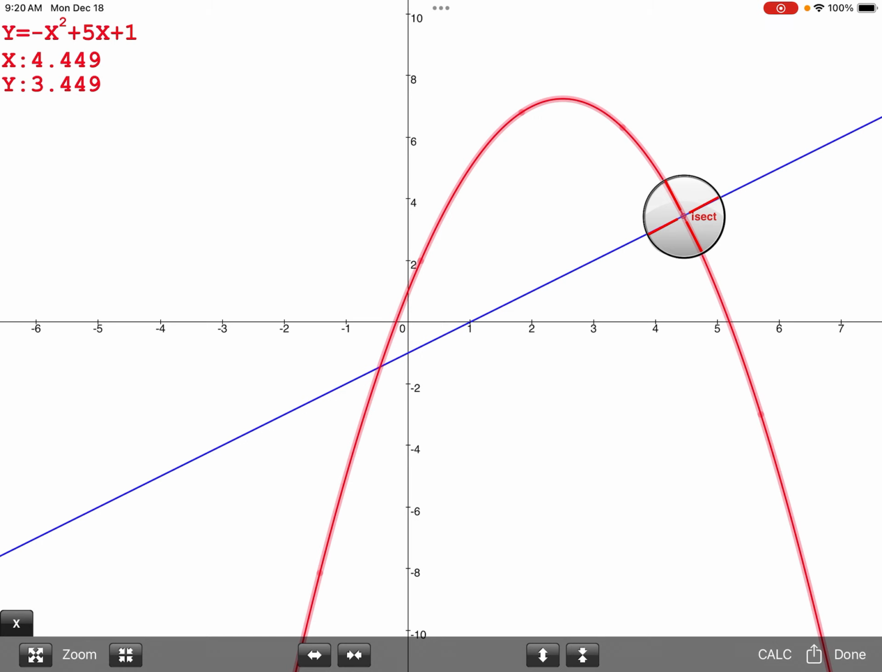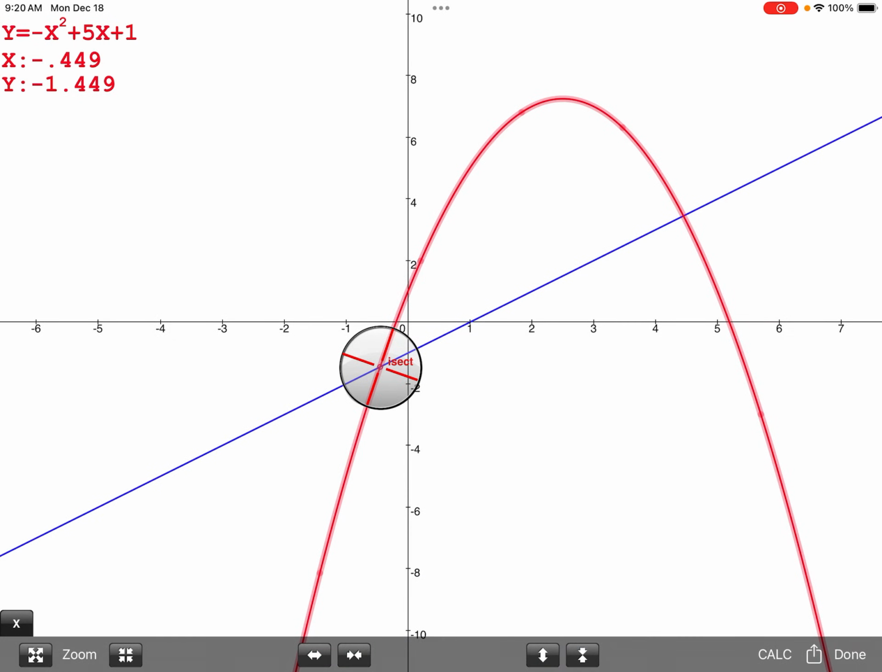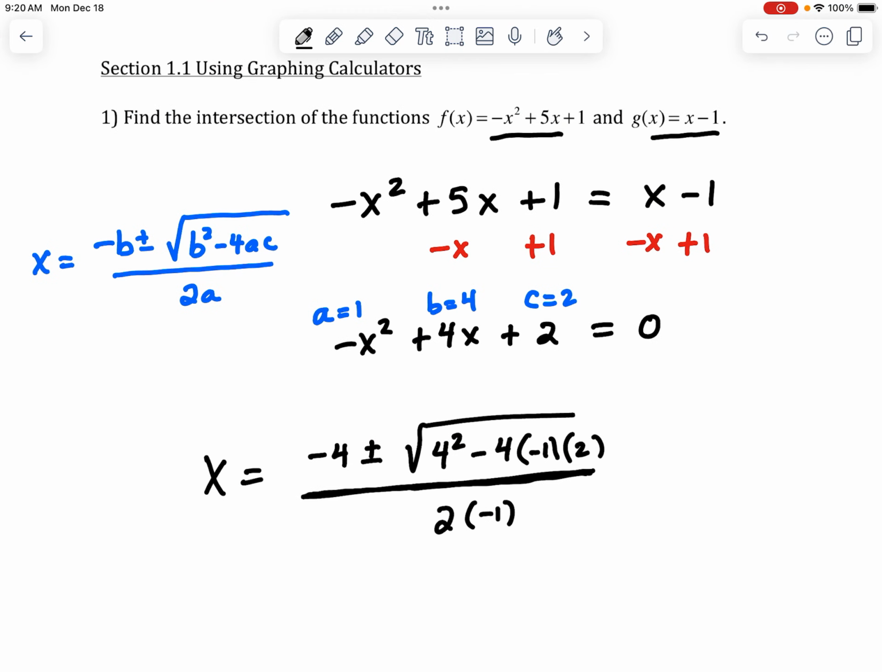3.449. If you don't have a touch screen, you can go to calculate and then type in the answer that we got, like for example, negative 0.449, and then hit enter, and then it shows me that is one of the intersection points. And then I'm going to just write down the y value and go back to the other screen, and we'll be done. So in the upper left-hand corner, I'm just writing down the x and y values. So then I can go back to my work and finish it up.